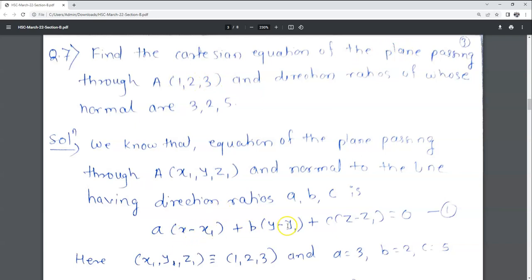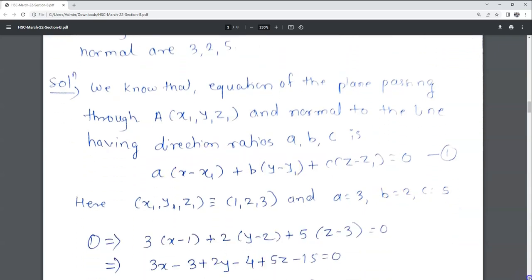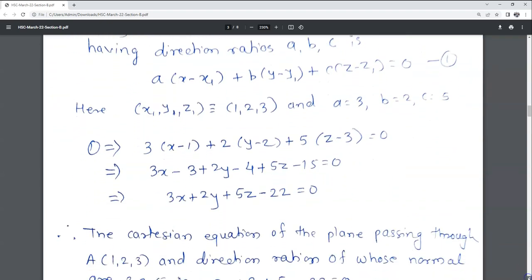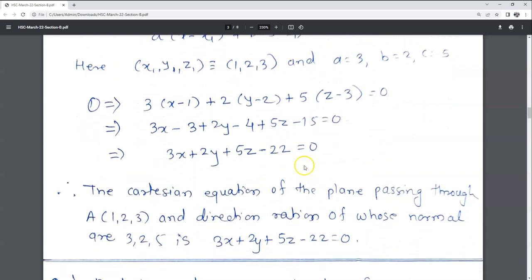So x1, y1, z1 will be 1, 2, 3. And then direction ratios are given as 3, 2, 5. So A is 3, B is 2 and C is 5. You just need to put this value in this equation. Nothing else. So what I did: 3(x minus x1, so 1) plus 2(y minus y1, that is 2) plus C, that is 5, (z minus 3). Correct? Z1.